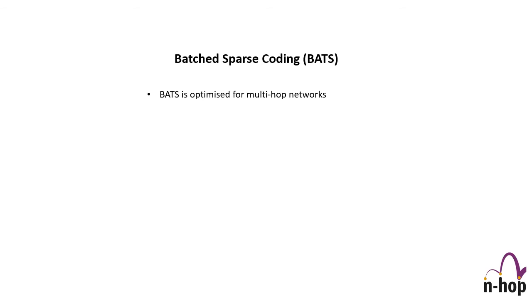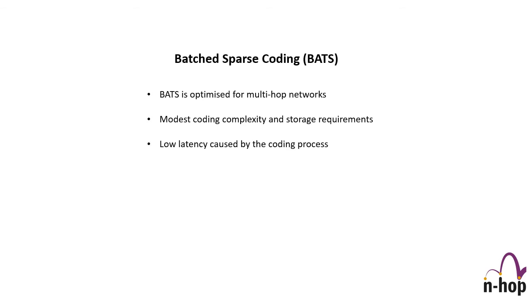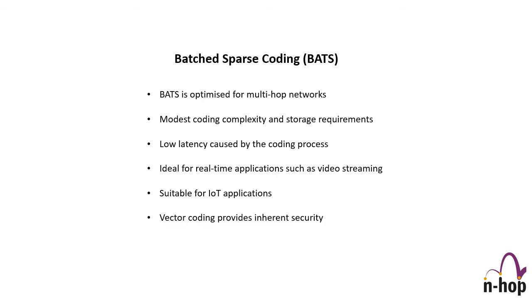The coding complexity and data storage requirements are modest, and the latency introduced by BATS coding is low. This makes BATS an ideal solution for video streaming, especially if the network path involves more than one wireless link. It is also very suitable for IoT applications. And the nature of linear coding means that the data packets are in effect encrypted, so there is built-in security against eavesdropping as the packets cross the network.